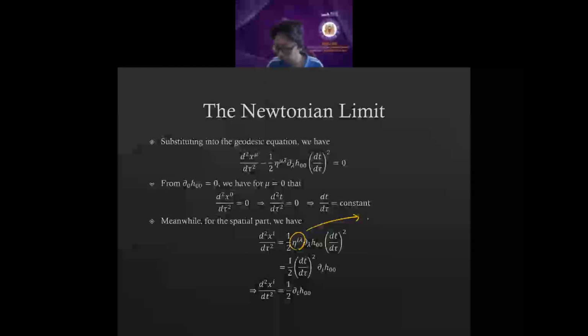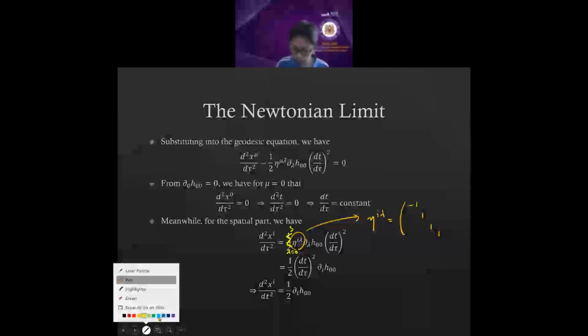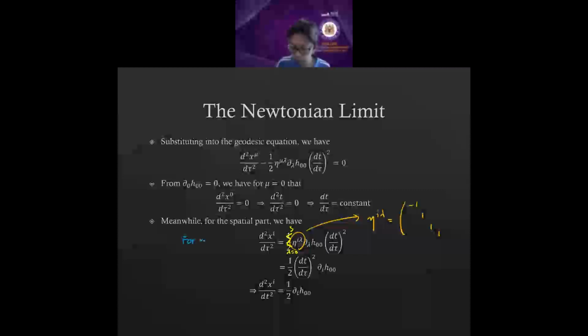recall that this one is minus 1, 1, 1, 1. So we have a summation here from 0 to 3, and where our i is, for each i equals 1, 2, 3. Okay, we have this equation, right?